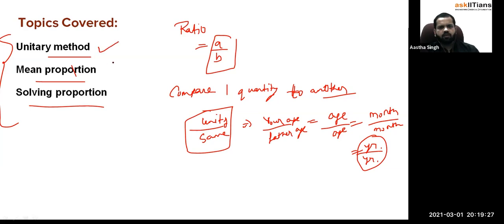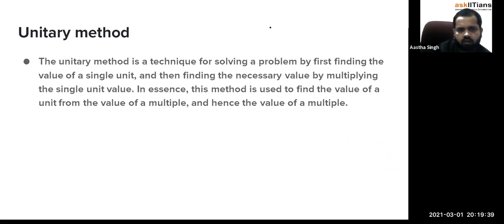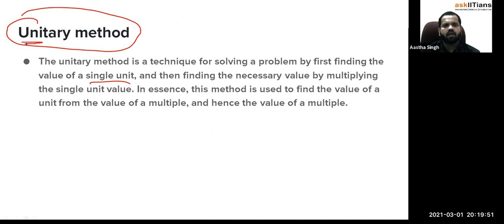So first is the unitary method. We start from the unitary method. Here the term is unit. Basically, the unitary method is a technique for solving a problem by first finding the value of a single unit, then finding the necessary values by multiplying. Find the value of one unit.